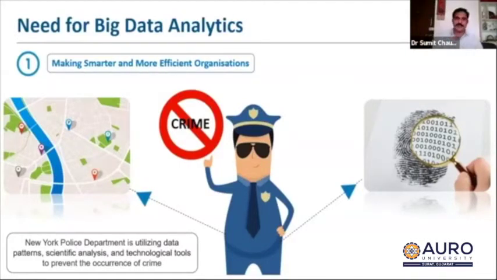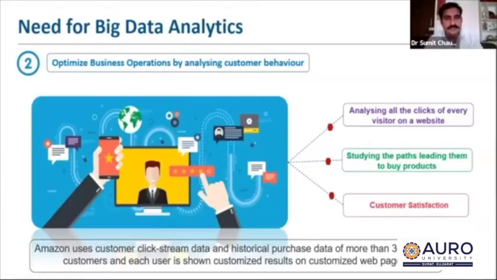data analytics. As an example, you can see here, the New York Police Department is utilizing data patterns, scientific analysis, and technological tools to prevent the occurrence of crime, right? Number 2 is optimizing business operations by analyzing customer behavior. The best example I want to take here is Amazon. Amazon uses customer clickstream data and historical purchase data of more than 300 million customers, and each user is shown customized results on customized web pages.